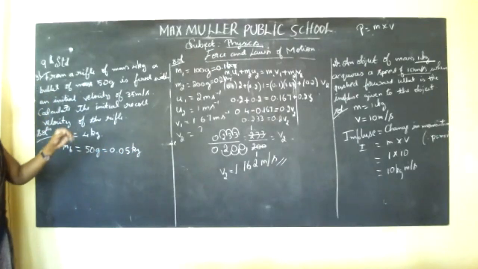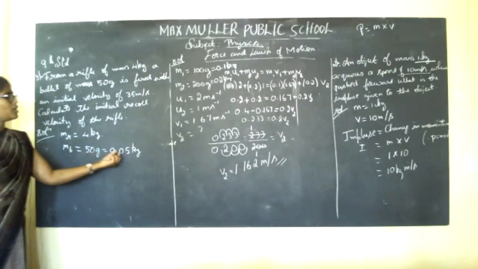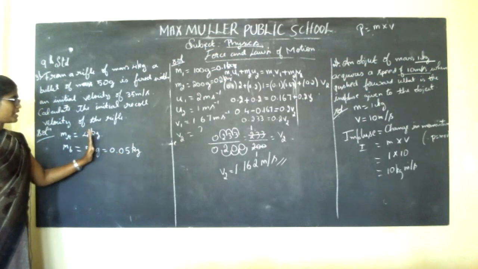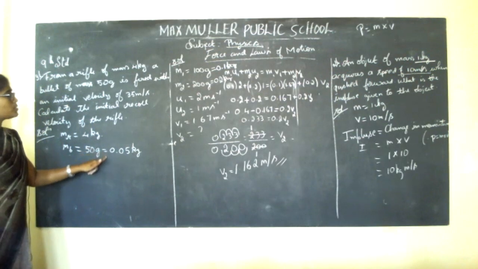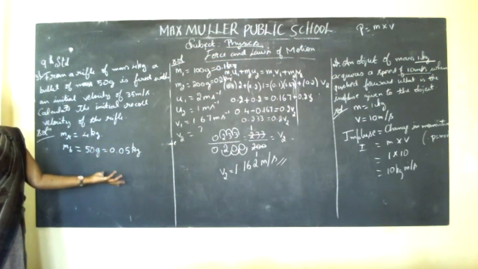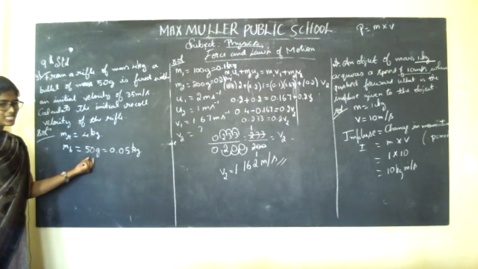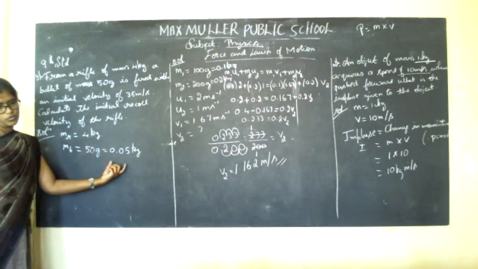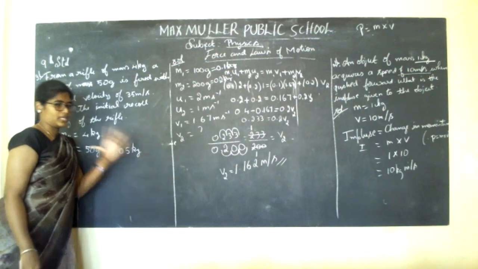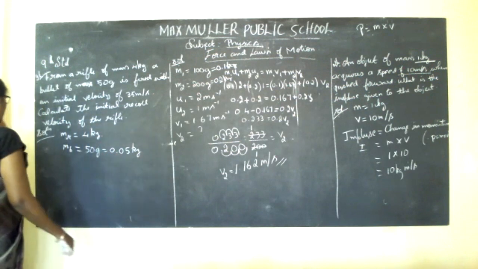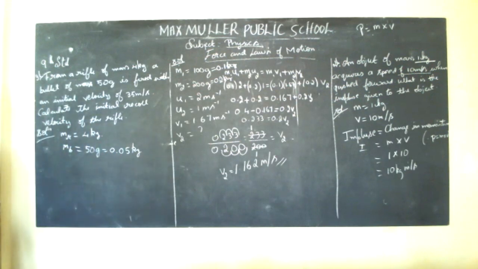Understood, children? If one zero is reduced here, you're going to add one more zero. If it is 5 grams, it is 0.005. Okay, if it is 1000, then it will be 5 kg. How much zero you will increase here? That much zero will be reduced here. How much zero you will decrease here? That much zero will be increased here. Clear? Yeah. So the bullet mass will be 0.05 kg.